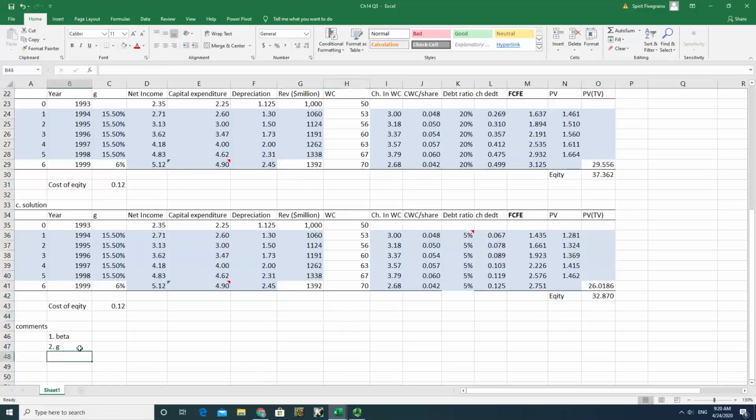And the next issue is about the debt ratio. Previously that ratio was set at 20%, and in question C, if we assume a 5% debt ratio, then the valuation will be different, because changing that ratio changes the result.